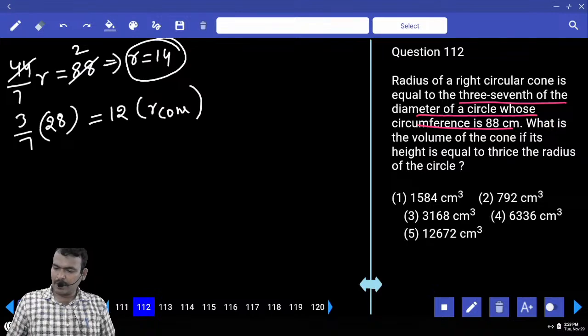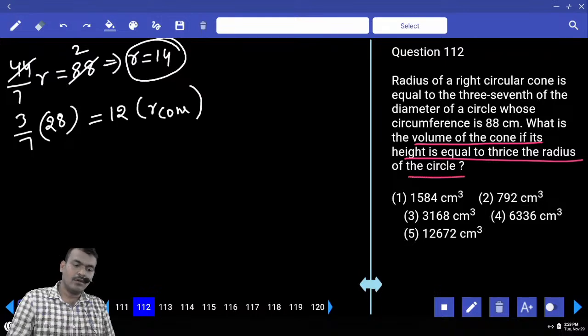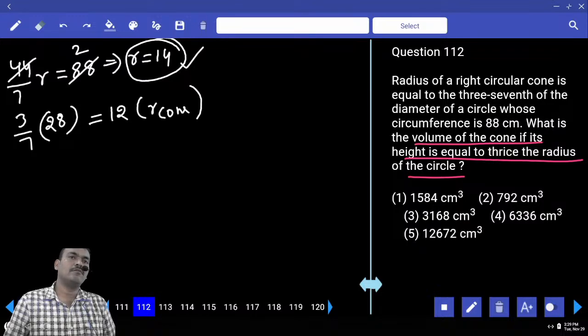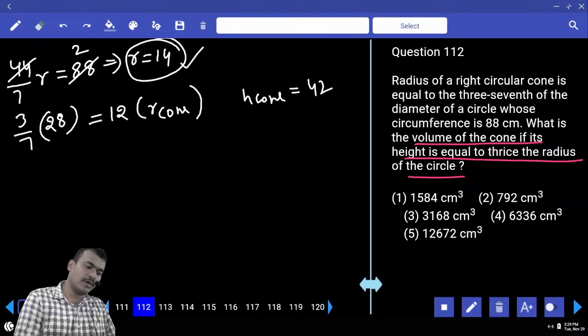12. And one more: what is the volume of the cone if its height is equal to thrice the radius of the circle? What is the circle radius? 14. Three times means 42 or not? Means the height of the cone is how much? 42 or not? But we require the volume of a cone.